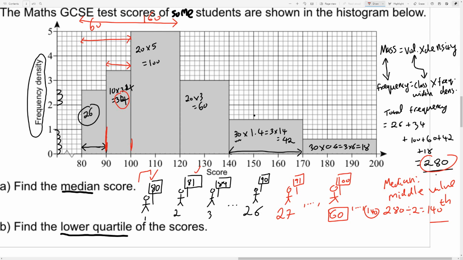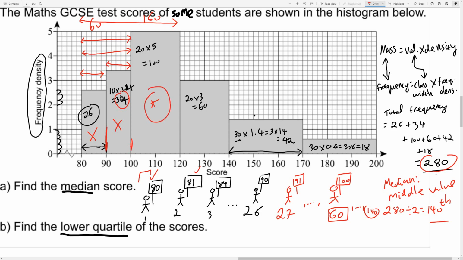It's going to be in the third bar, because we know the first bar contains 26 people. The first two bars altogether is 60 people. The first three bars is 160 people. So the 140th person is not in the first because there's only 26. He's not in the second because there's only 34 in there, which means there's only 60 so far. But by the time I get to the end of the third bar, we have 160 people. So the 140th person must be in this third bar.